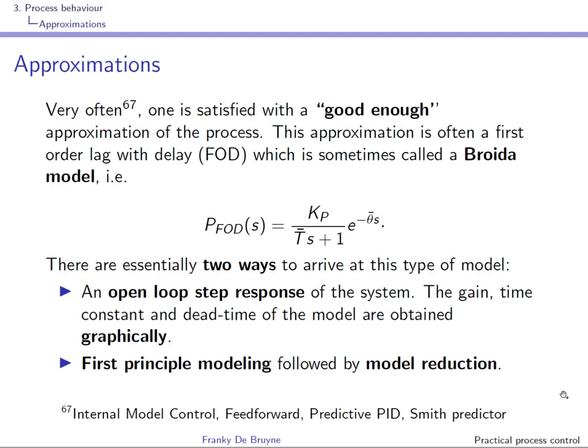Note that we use the notations t bar and theta bar because they are the best estimates of the time constant and the delay for this approximation of the process using the Broida model.